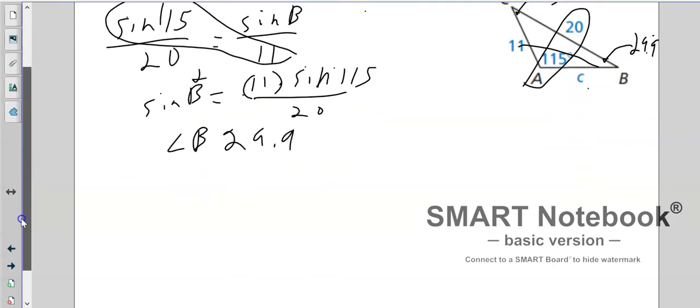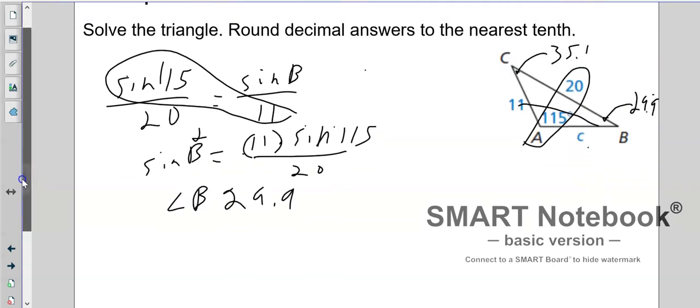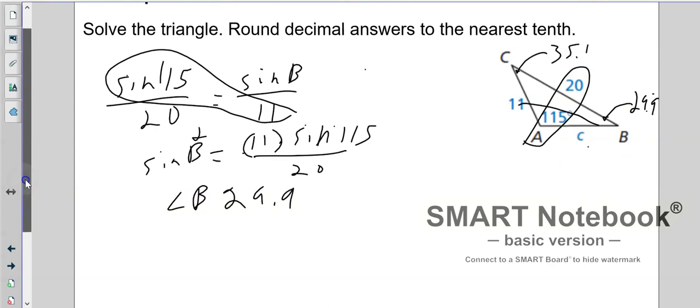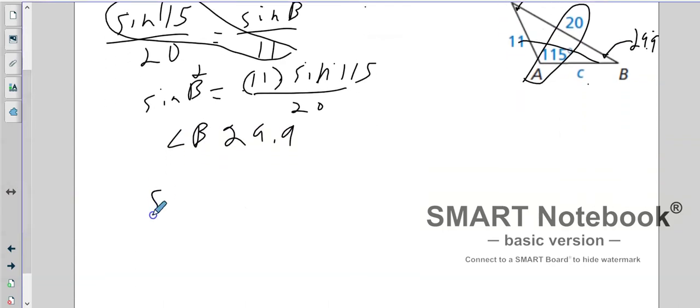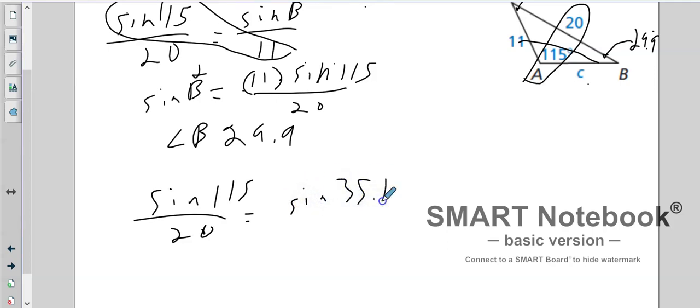So I'm going to start off. I could use B now if I wanted to. Now I have B, I could put in 29.9. I'm just going to go with my original one. Sine of 115 over 20 equals sine of 35.1 over C.